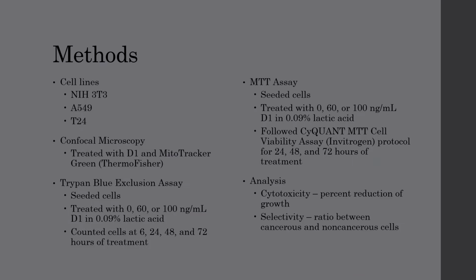3 cell lines have been used to study D1 so far. NIH-323 is a mouse fibroblast cell line and is a non-cancerous control. A549 is a human lung adenocarcinoma line, and T24 is a human urinary bladder transitional cell line.